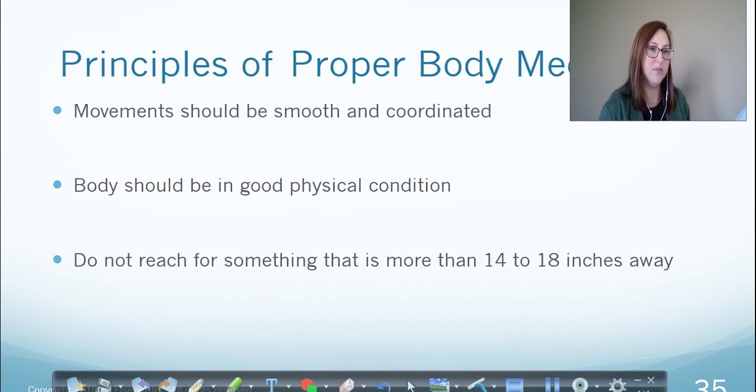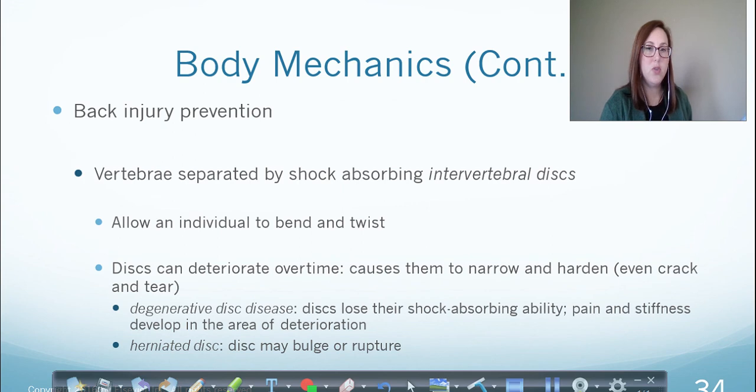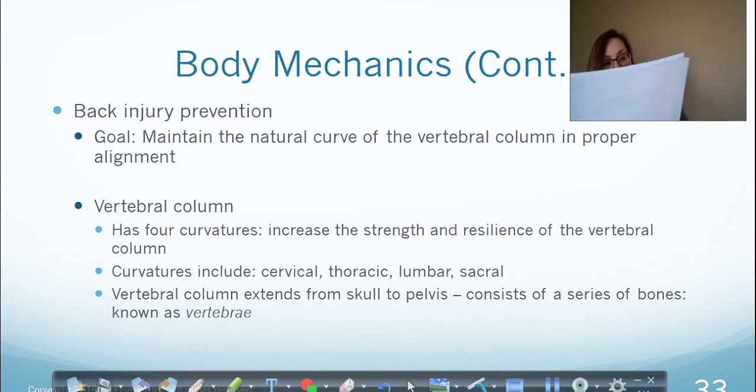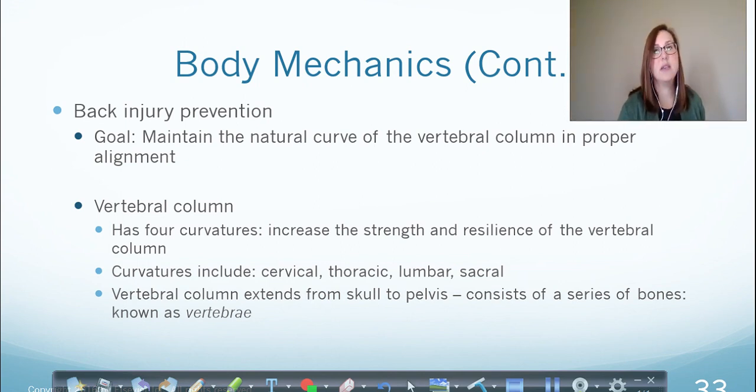Let's go back a little bit. So we talked about the cervical. The cervical is your neck. The thoracic is your upper back. So we think about our thoracic cavity. Our thoracic vertebrae are in that area. Your lumbar, that's more your lower back, and the sacral is the bottom of your back, almost at your tailbone there.